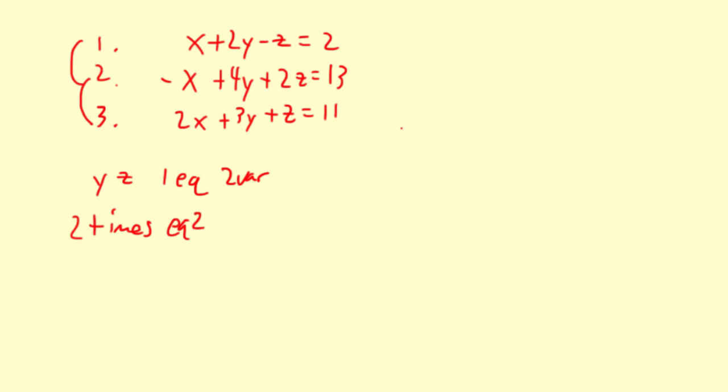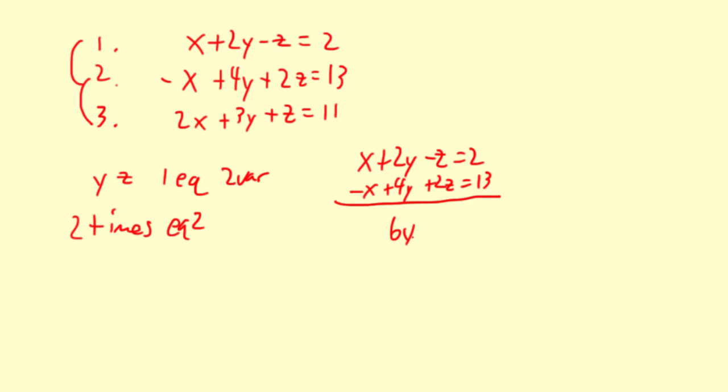I'll add equations 1 and 2. x plus 2y minus z equals 2. Negative x plus 4y plus 2z equals 13. So let's add those. x minus x, when you add those you get 0. Plus 2y plus 4y makes 6y. Minus z plus 2z makes plus z, equals 2 plus 13, which is 15.